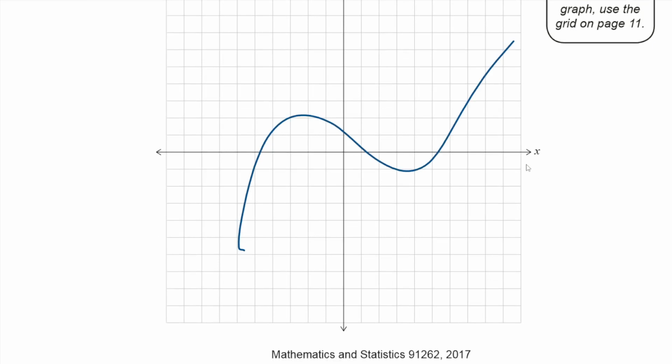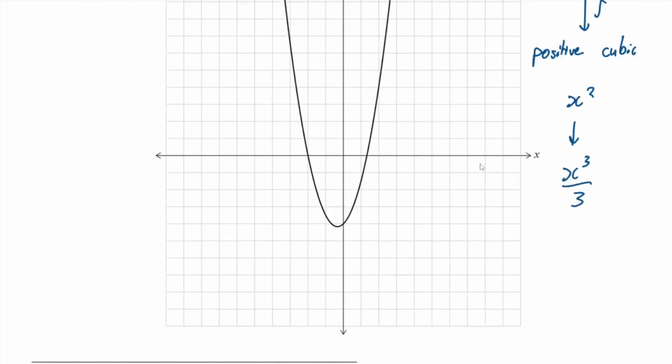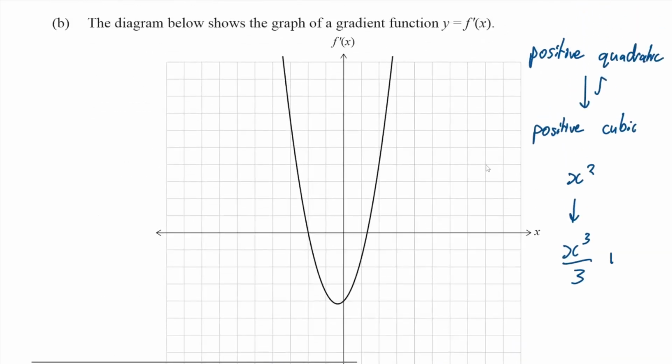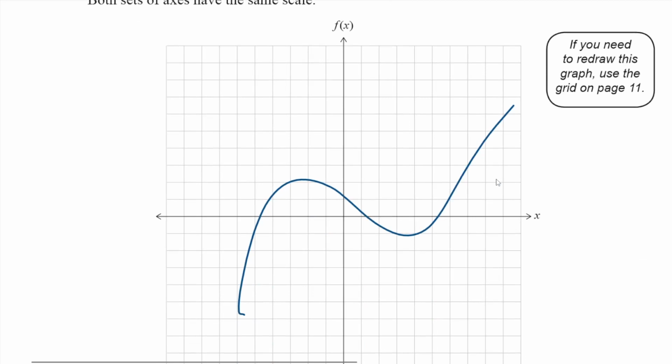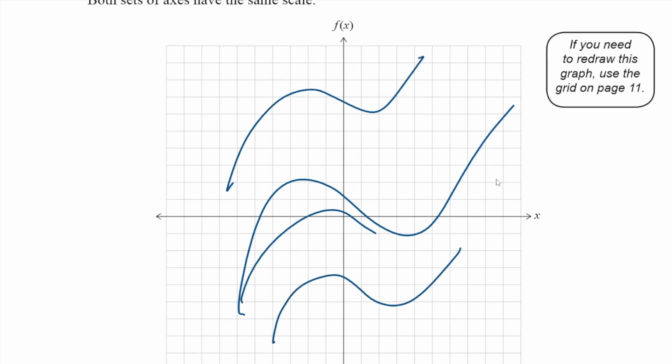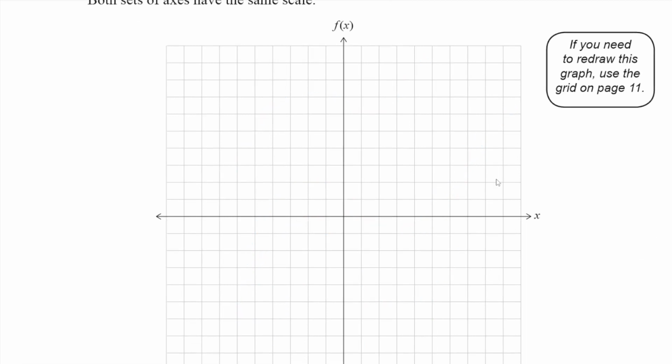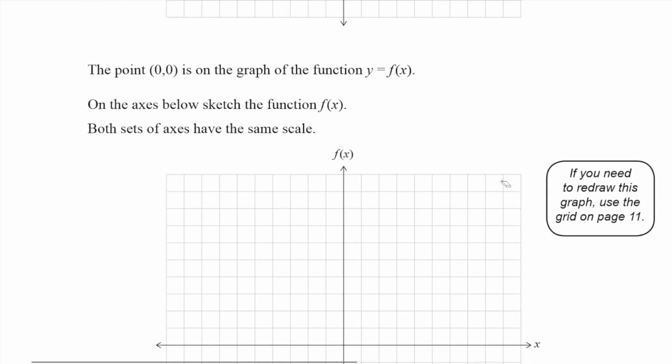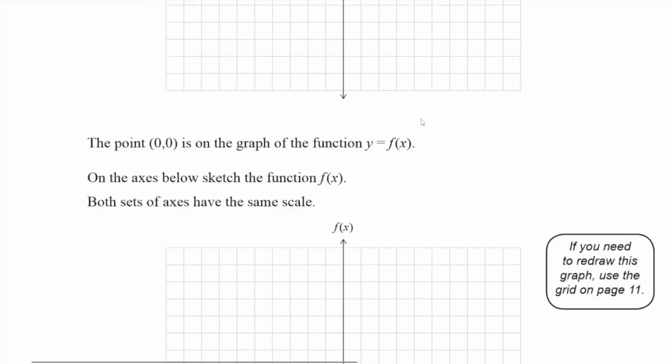Not quite. A reminder, when we integrate, we have this constant at the end, plus c, because we don't know if it's going to look like this, going to be a bit lower, a bit higher, somewhere in the middle. It could be any one of those graphs. So we do need to be careful in that, in this case, it needs to go through the origin, the point 0, 0. Alright.